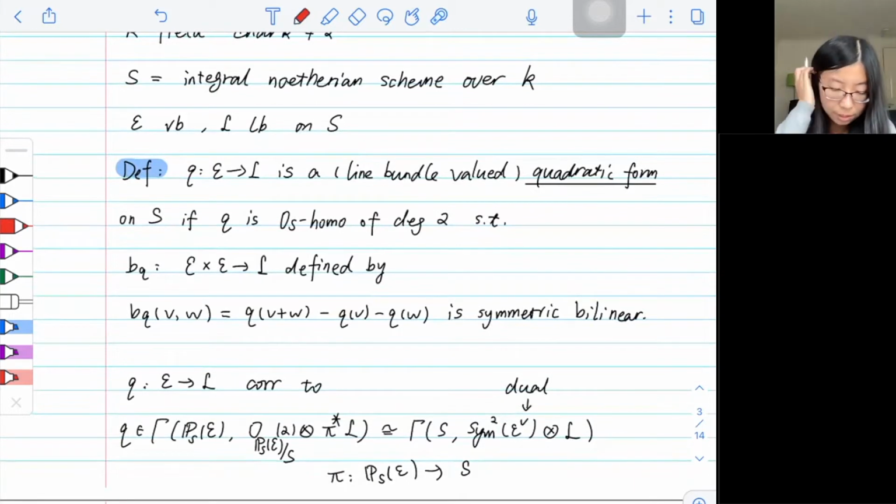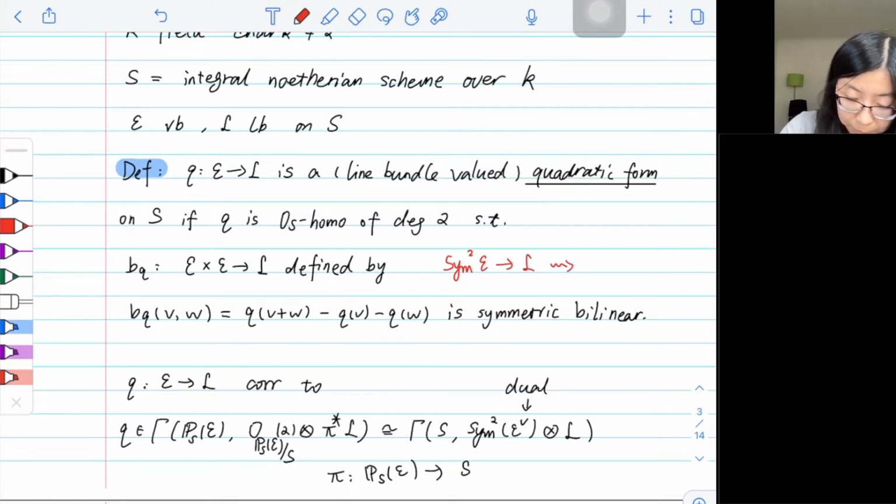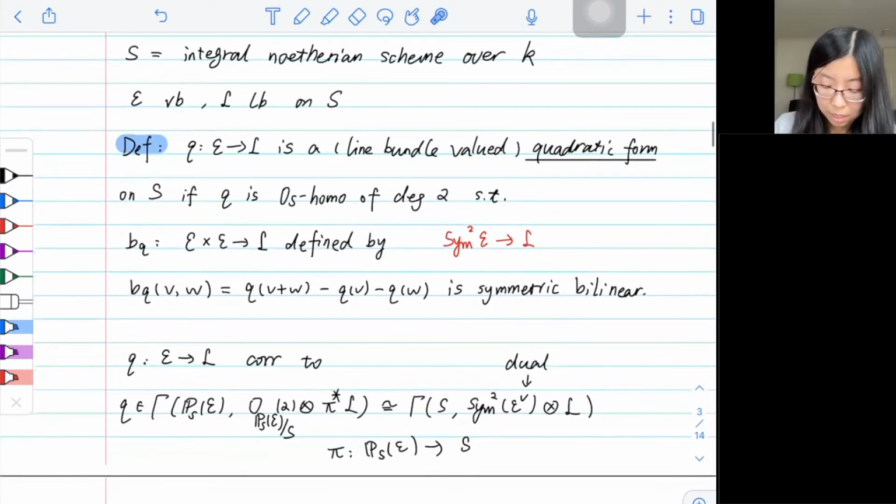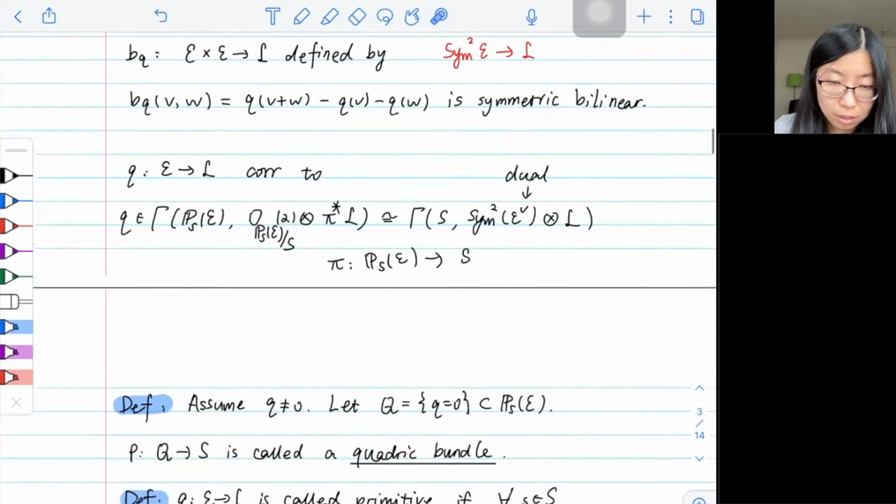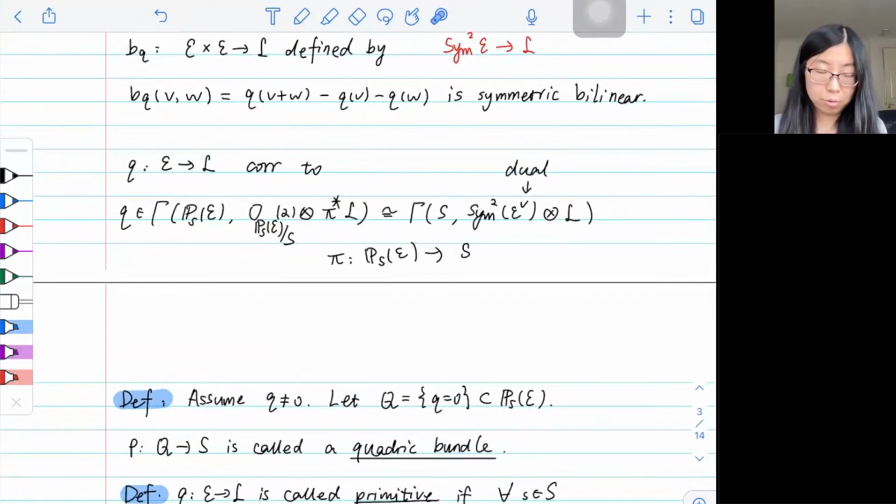So over here, we can see that B_Q would correspond to a map from Sym^2 E to L. So it in turn would correspond to a section of Sym^2 E^∨ tensor L. And then this would also be isomorphic to a section on the projective bundle, where it corresponds to a section of O(2) tensor the pullback of this line bundle L. So now, if we consider the zero locus, we will get a quadric bundle.